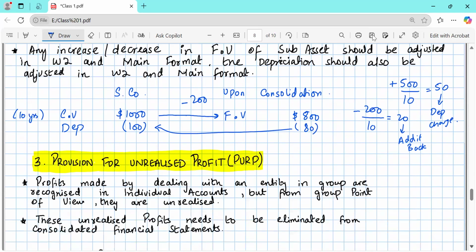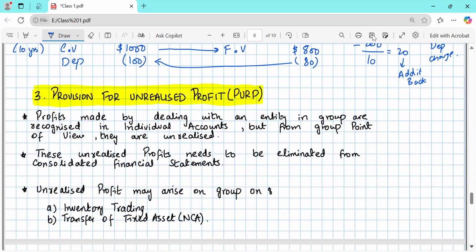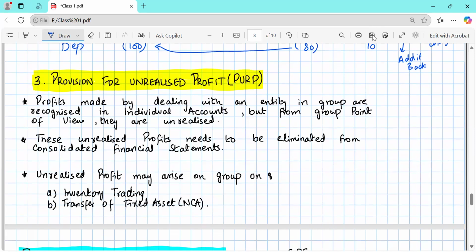Then comes the PURP, and this is the last topic for today's class. And the PURP is basically provision for unrealized profit. So there's a concept of unrealized profit that we are going to talk about, and there are two types of unrealized profit. First, that arises because of inventory trading and second because of the transfer of non-current assets, or you can say transfer of fixed assets. Okay, so there are two types of PURP. One that arises because of the inventory transfer between the parent and subsidiary company or between the group, and second which arises because of the non-current asset transfer.